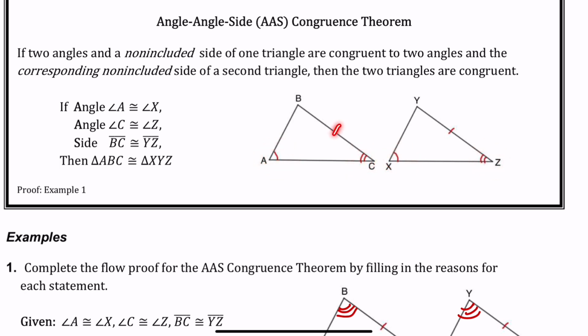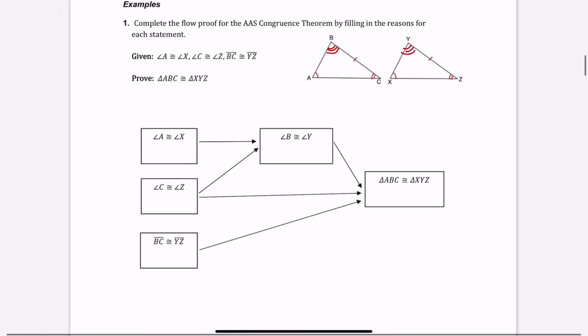So if we have two angles that are the same as two other angles in another triangle, and we have a side that is not in between those two angles, this would be two angles and a side not in between the two angles. So this is angle-angle-side. That's different than the angle-side-angle. So if it was angle-side-angle, the side would be right in between these two angles. But if we have our two angles and it's a side not in between those two angles, that's the angle-angle-side theorem.